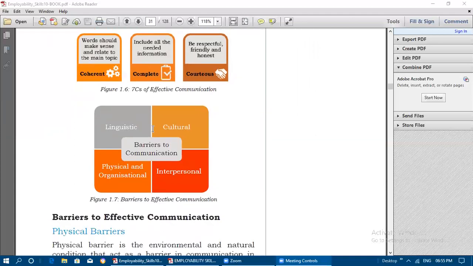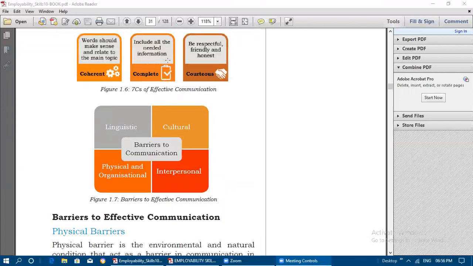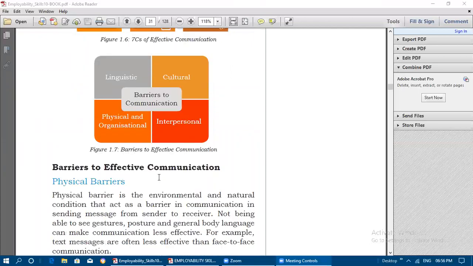And next one is barriers to effective communication. These are the 7 C's for effective communication. So these C's are very much important. And next we are going to see what the barriers are and how they affect communication. We will see one by one. So these are the barriers. First one is linguistic barrier. Second one, cultural, interpersonal, physical, and organizational barriers. These are the barriers for communication.